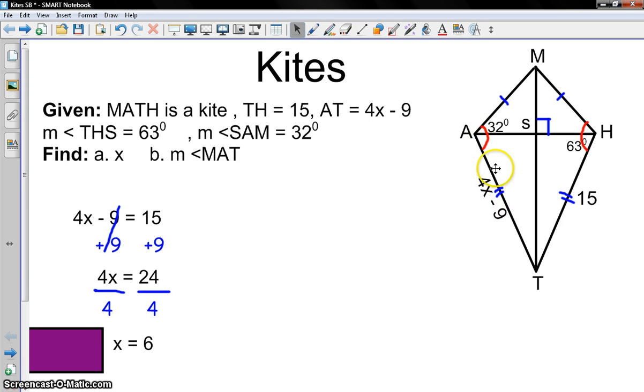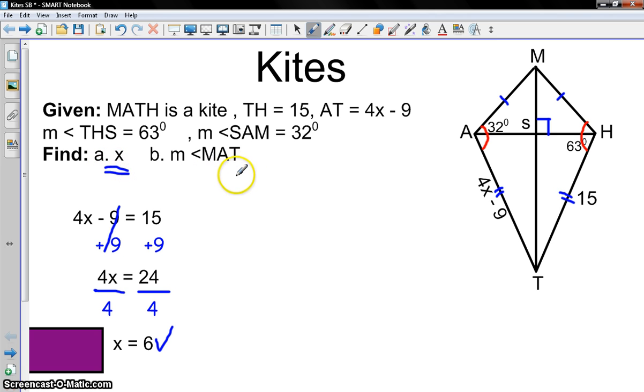They didn't ask me to find what AT is, but of course I already know. If TH is 15, then the whole thing has to be 15. And in order for me to double check my work, I can take the 6 and plug it in right here and figure out if that's 15. So I go 6 times 4 is 24 minus 9, that will give me 15. So that means my work is correct. Alright, so I figured out x.